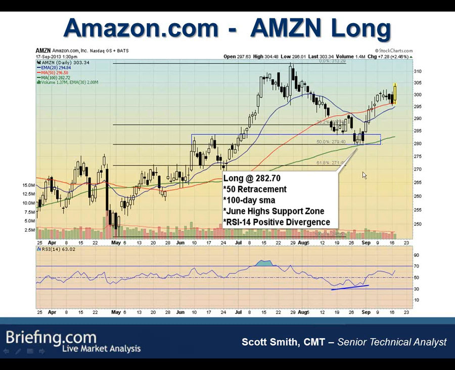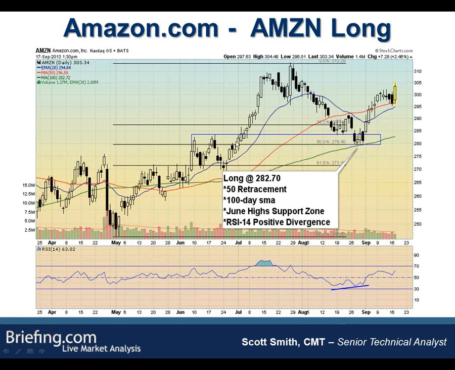So one of the trades that I took on our trading service back in late August was Amazon. It had shown up on one of my oversold scans from the TA scans page. I think it also was showing up as one of those trading around the 100-day moving average. And I slapped a 50% Fibonacci retracement on it, and I saw that the 50% retracement was around 279. The 100-day moving average was around the same area.